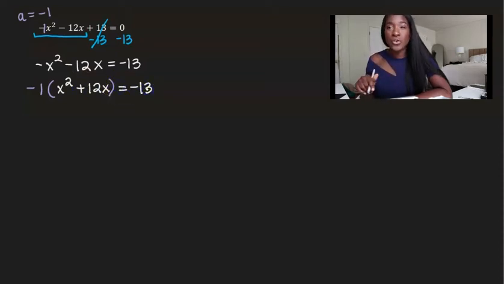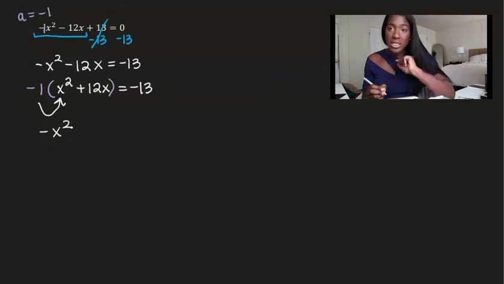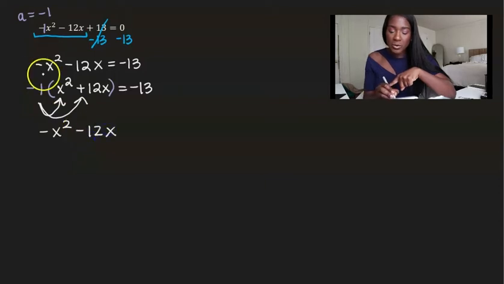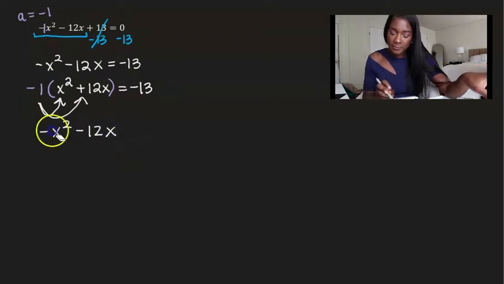And if you're not sure of what to put on the inside of those parentheses when you're factoring that negative 1 out, I encourage my students to check what they have by distributing it back in and making sure that they have what they started with. So distributing the negative 1 to the x squared gives us a negative x squared, and distributing the negative 1 to the 12x gives us a negative 12x, which is exactly what we had up there, so we have everything that we started with.